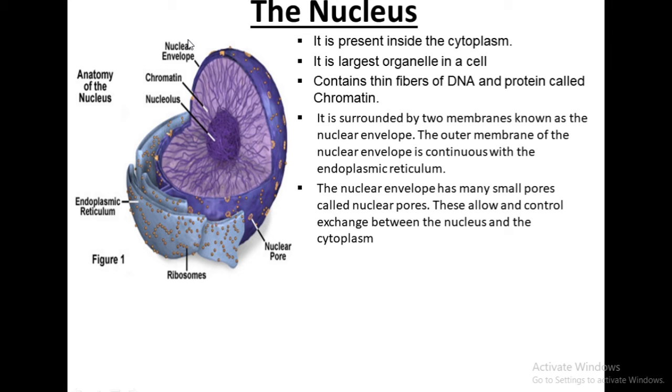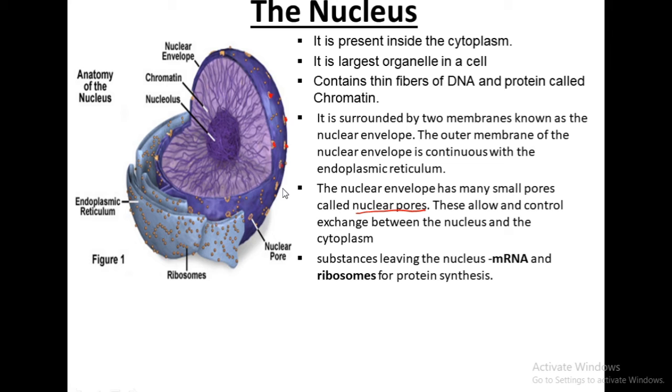The nuclear envelope has many small pores which are called nuclear pores. So what you see over here, these points, these holes here, these are nothing but nuclear pores which are present on the nuclear envelope. And the function of these nuclear pores is that they allow and control the exchange between the nucleus and the cytoplasm.